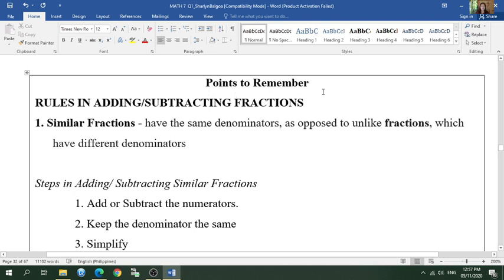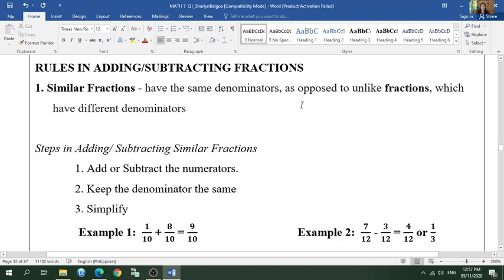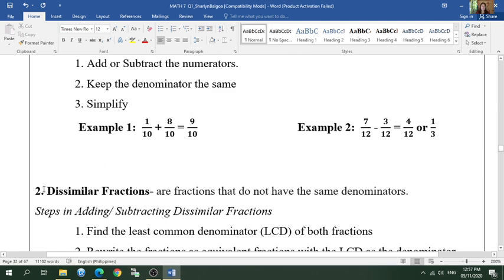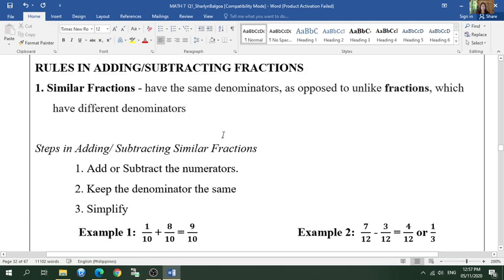So, these are the rules about operations on fractions. So, we will start on the rules in adding or subtracting fractions. So, there are two kinds of fractions. We have the so-called similar fractions and we have dissimilar fractions. Question: how are we going to add similar fractions? So you have to follow the steps. There are only 3 steps in adding or subtracting fractions.